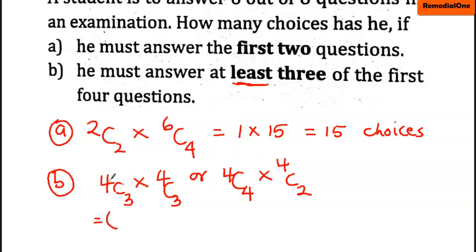If he answers all the 4 questions, it means that we are left with 4 questions and then the choice will be: 4 combination 3 is 4, times 4, that is 16, plus 4 combination 4 is 1, and then 4 combination 2 is 6. So you have 16 plus 6 giving us 22 choices.